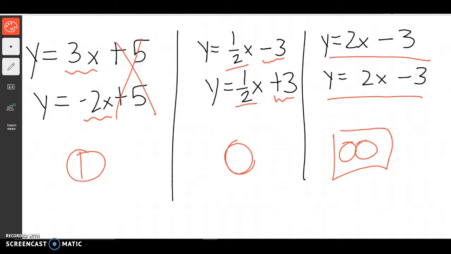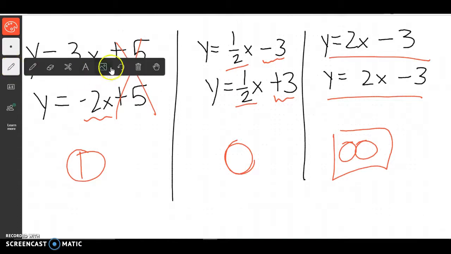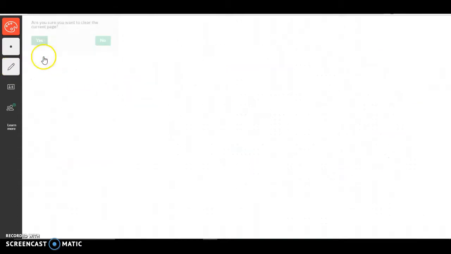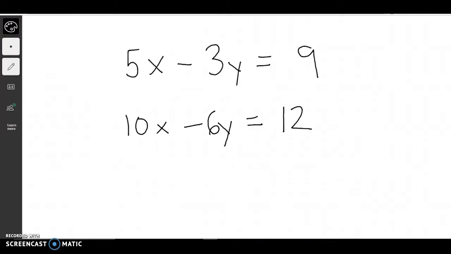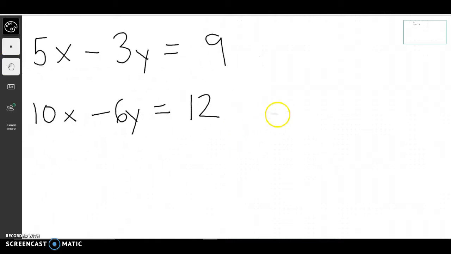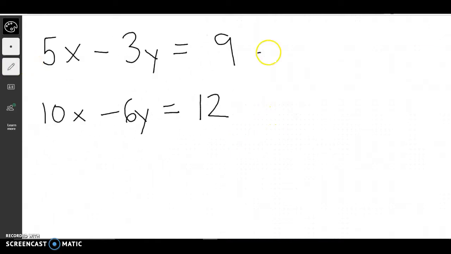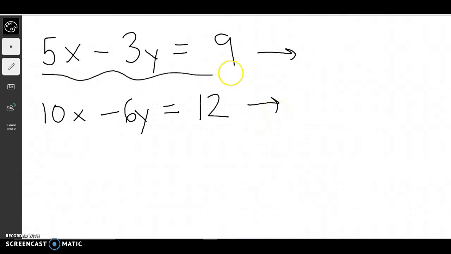Now, sometimes they're not this easy. So let's see an example that is a little bit trickier to tell. In this example, it's really not easy to tell the different things because I have no clue what its slope or its y-intercept is because it's in standard form. So we're going to actually have to convert these into slope-intercept form. So let's change this one first.